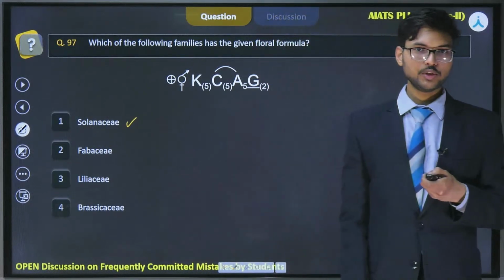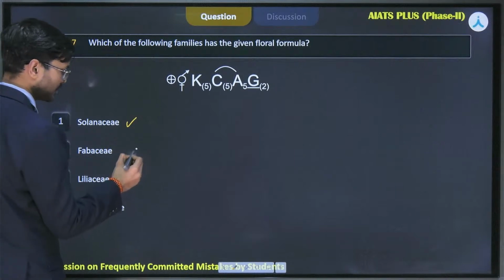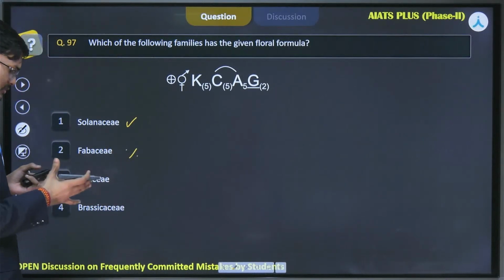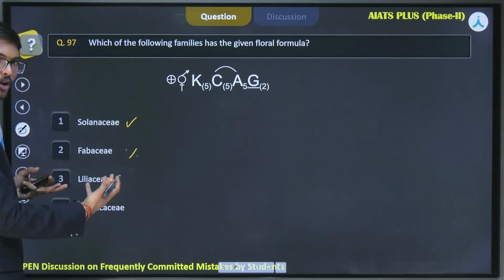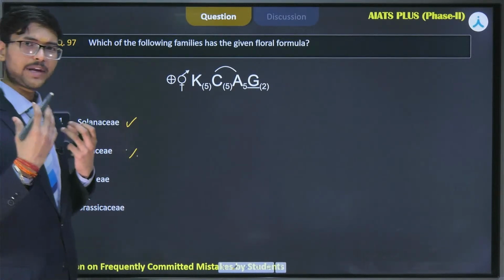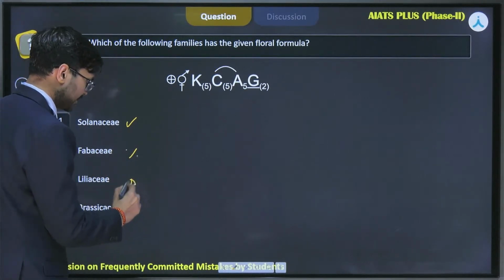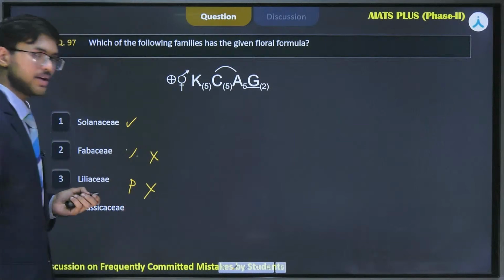While in Fabaceae, you will see a zygomorphic flower, not an actinomorphic flower. So we can cancel this out by the knowledge that it has a zygomorphic flower. In the third option, Liliaceae have perianth condition, not calyx or corolla condition. So it has this condition, so it can also be ruled out.